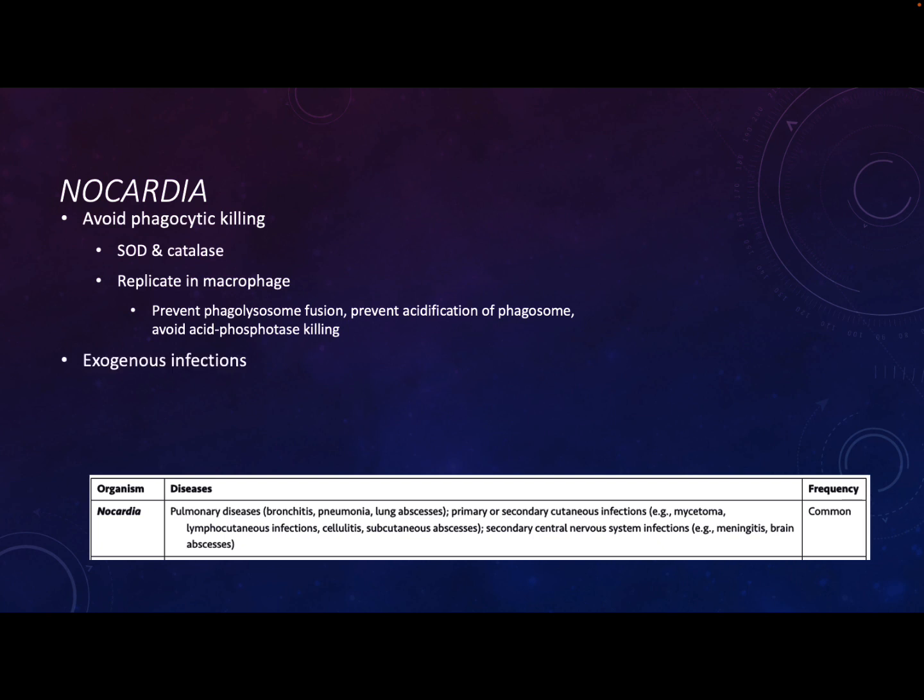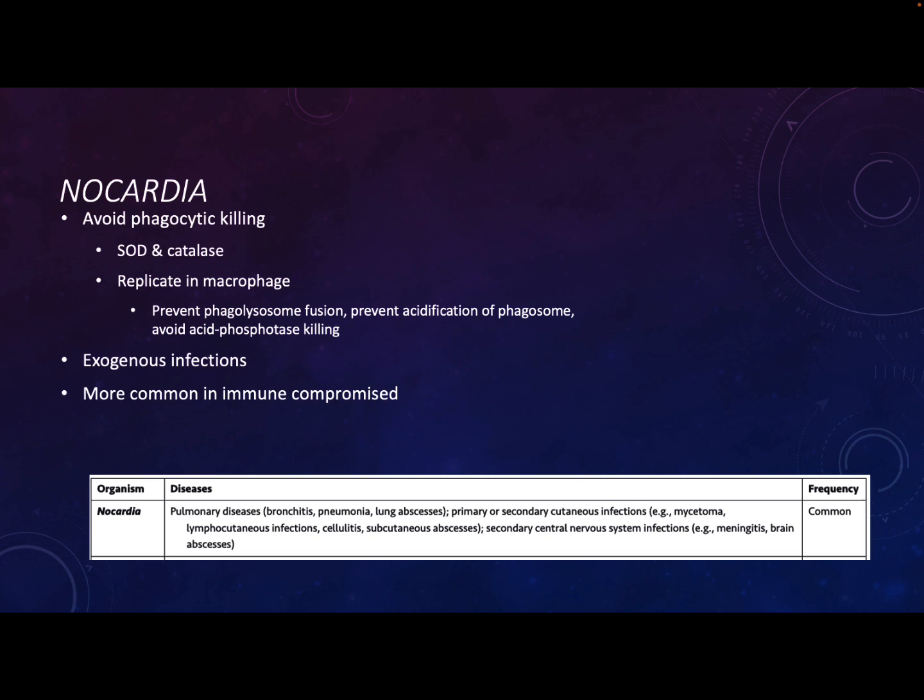These are considered exogenous infections. That means that Nocardia is not a normal resident of the microbiome. If we say that something is an endogenous infection, E-N-D-O, that means it was probably a microorganism that you had on your body that was able to make you sick. A lot of staph infections, and a lot of urinary tract infections, are because of your own fecal bacteria that got in your urinary tract. But exogenous means it had to come from an outside source. And these are even more rare in healthy individuals.